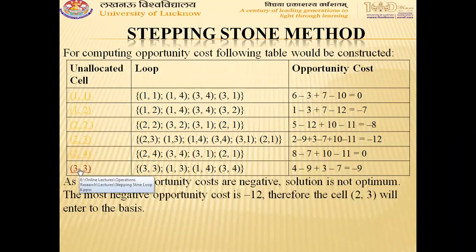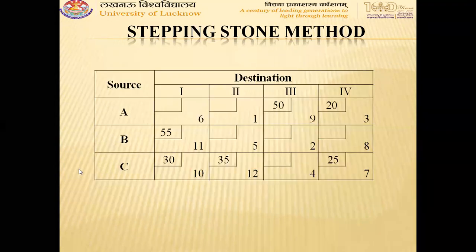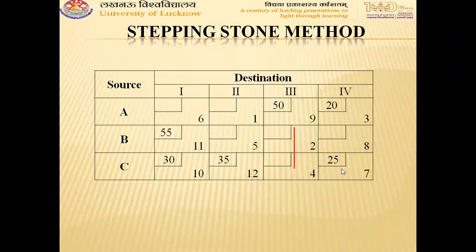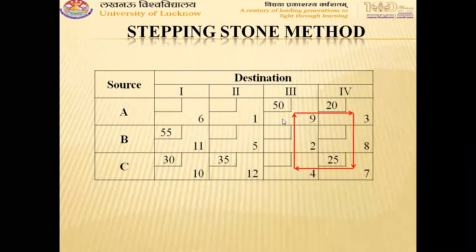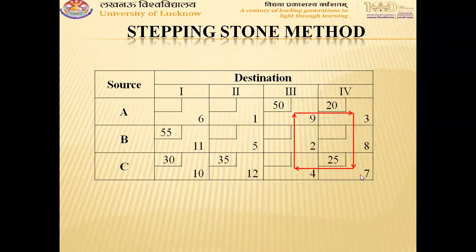The next unallocated cell is 3,3. Using 3,3 we can construct the loop in this manner: 3,3, 1,3, 1,4 and 3,4. This loop will be formed, and the opportunity cost will be 4 minus 9 plus 3 minus 7, that means 7 minus 16, which gives minus 9.